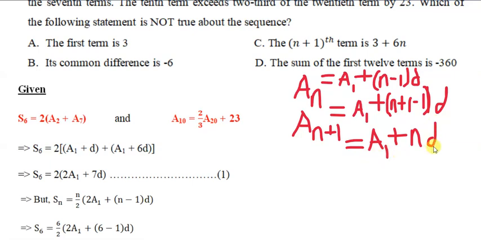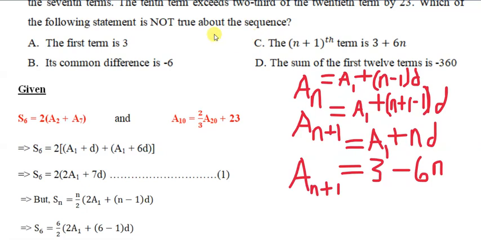we have both a1 and d, and therefore the n plus 1's term, which is written by n plus 1, becomes as such here. It is equal to our a1, we already obtained this one, which is 3, and our d is minus 6 times n becomes minus 6n, and therefore we conclude that this term is not true, and our question says which one of the following is not true, and therefore the answer is the one which is not true is C.